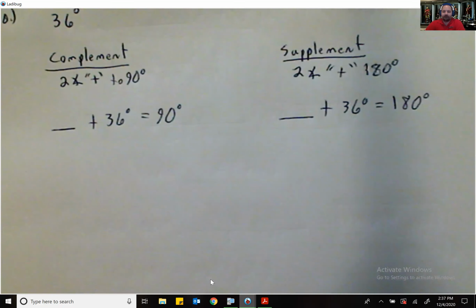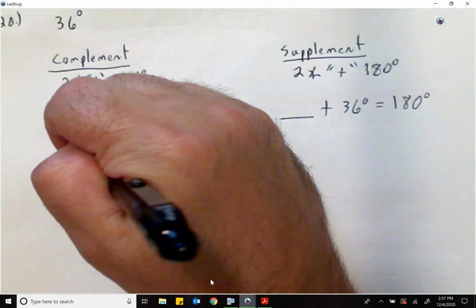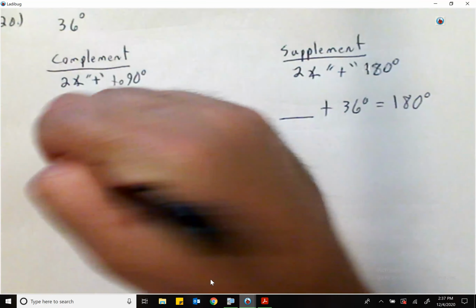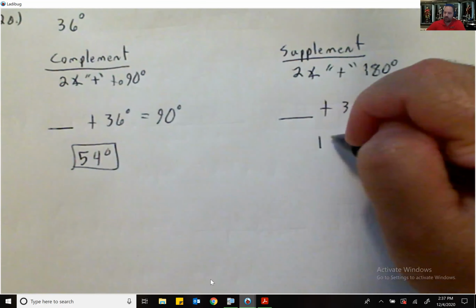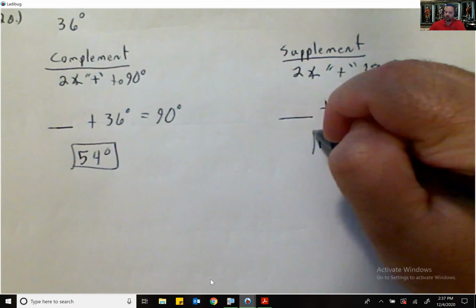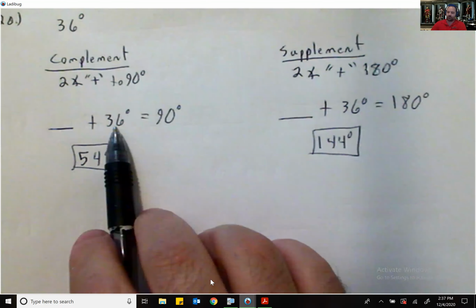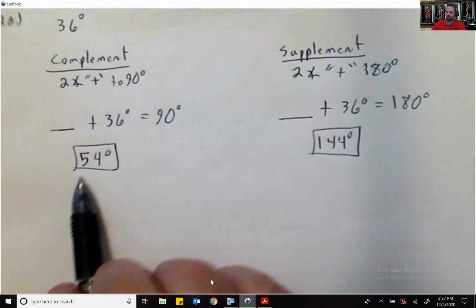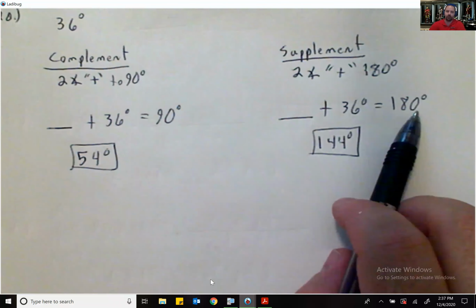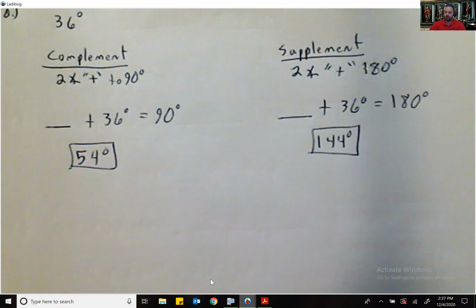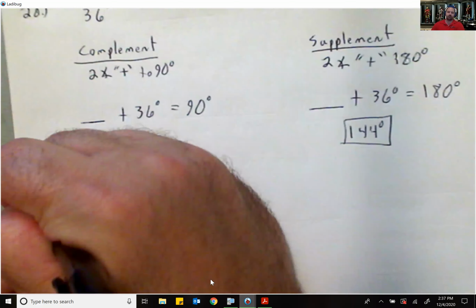So what do you think? 54 for the 90, and then 144. I will agree. That's it. Because all you got to do is really just subtract 36 from this, and you get the 54. Subtract 36 from this, you get the 144. Perfect. There we go. There's number 20. 21.